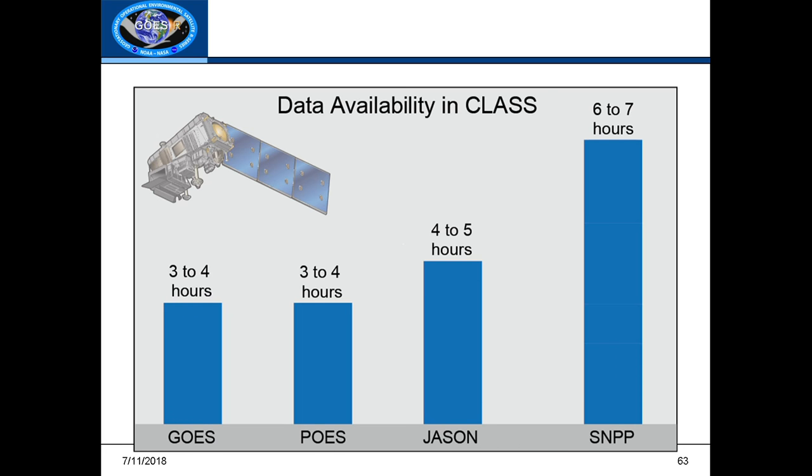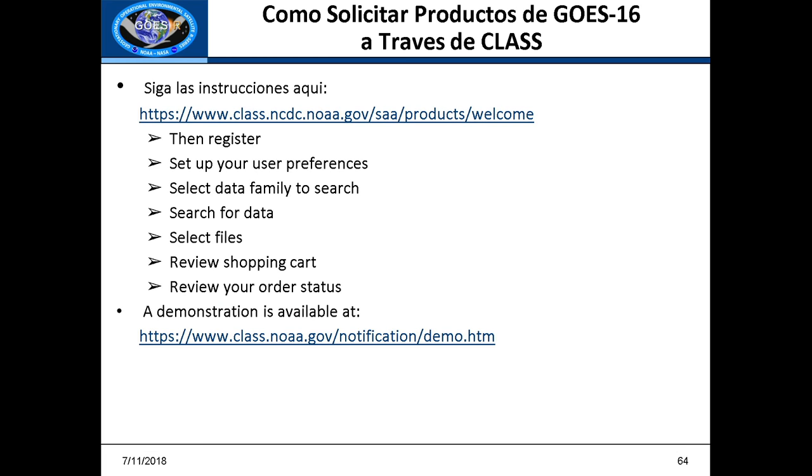This shows the data availability in CLASS for GOES, POES, JASON, and SNPP. And as I mentioned, GOES is 3 to 4 hours. The way to start is to go to this link and register, set up your user preferences, and select a data family to search. Search for data, select the files, and review your shopping cart, just like you're buying something online. Review your order status, and then confirm your order. The whole demonstration is available at this website. It's a good video that shows you how to do it.